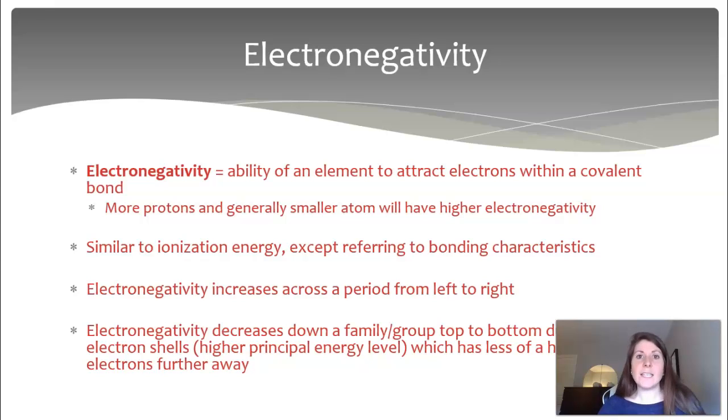Okay, so electronegativity is very similar to electron affinity. This is going to, however, refer to how elements act whenever they are sharing electrons in a covalent bond. Electronegativity is the ability of an element to attract electrons within a covalent bond. Generally, the more protons that an element has and the smaller that it is means that it will have a higher electronegativity. It's going to increase across the period from left to right, so that means that the atom with the highest electronegativity is fluorine. It will decrease down a family or down a group, meaning that they have less of a pull on the electrons if they're in a covalent bond.